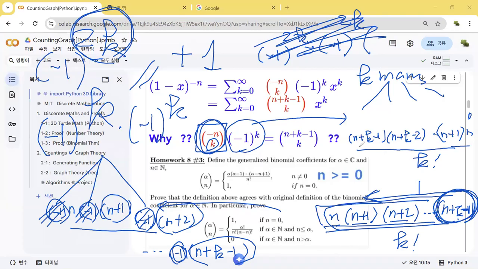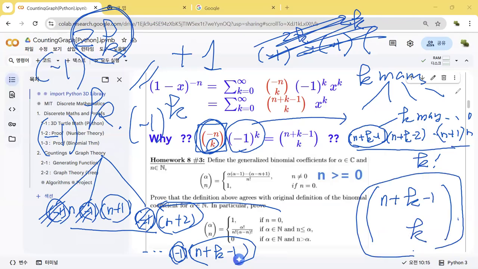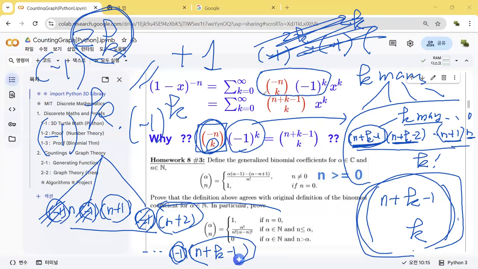And then look at this. This one is from n plus k minus 1, there are k many factors. So by definition, this one can be rewritten as this one. By definition, the largest one is n plus k minus 1 and k. Look at it. This one is exactly equal to this one, okay? Because the largest one is this one. In the numerator, there are k many decreasing factors, and the denominator is k factorial. So this is exactly equal to this one. That's the reason why the product of those two can be expressed as n plus k minus 1 choose k. So this is the key point.